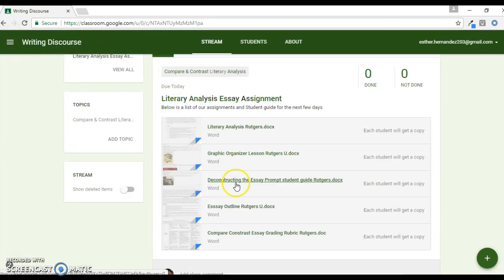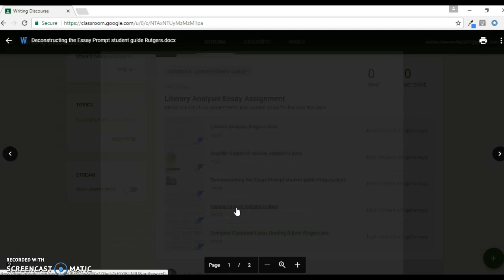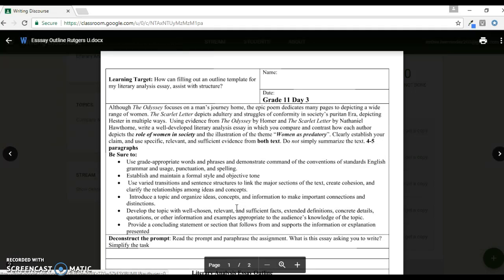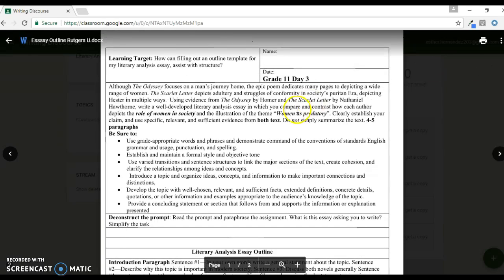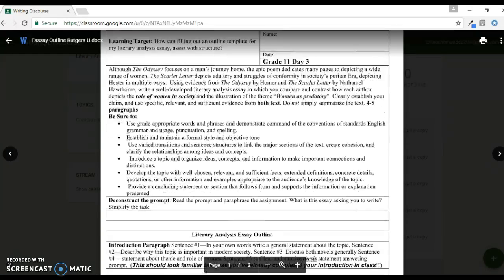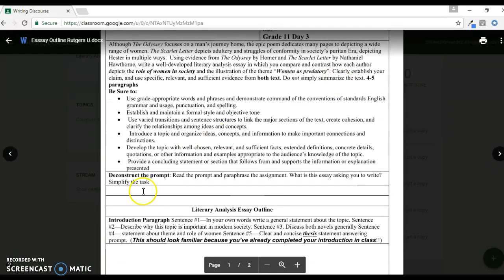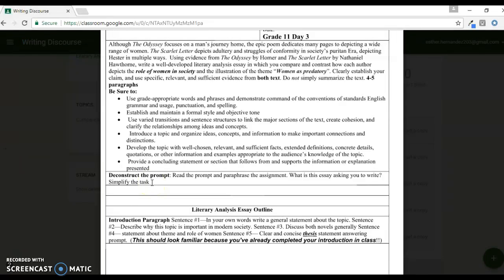So the following day, students will be working on their outlines, because they already started their introduction. Again, here is the essay prompt, and I provided the prompt because a lot of students tend to lose their assignments and because it was easily accessible for the students. So again, I have the students deconstruct the prompt. This time they're simplifying the task. I'm not simplifying the task for them.